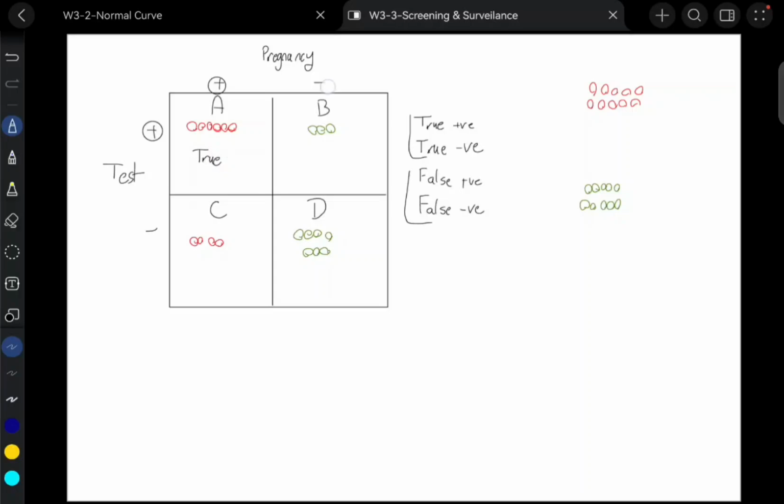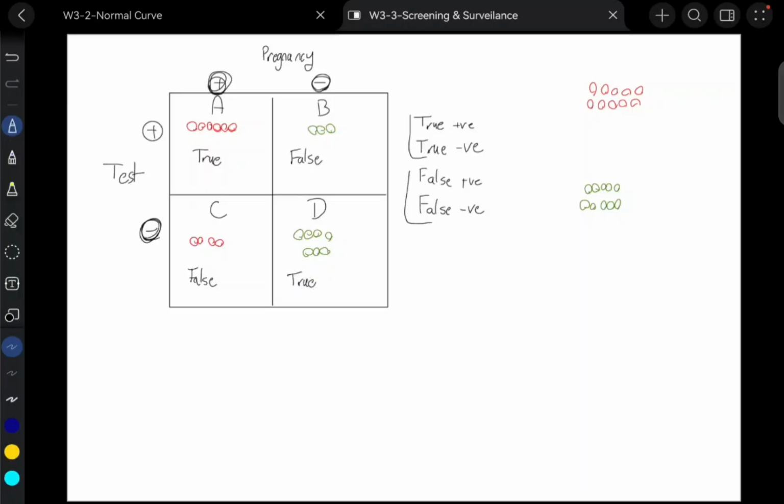On the second one, this is a negative, this is a positive. Therefore, we would write false. Same here. This is a positive and this is a negative. They're not the same. Therefore, it's also false. And the last one, they're both negative. So we'll write true.